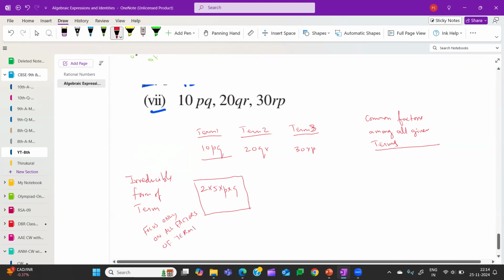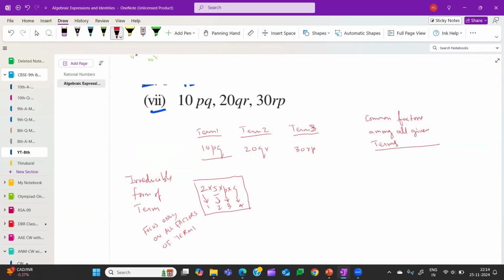This is what we have been telling. So this is number 2 is factor 1, number 5 is factor 2, P is factor 3, Q is factor 4. Whether these are common factors among term 2 and term 3. Before this, what we need to do?